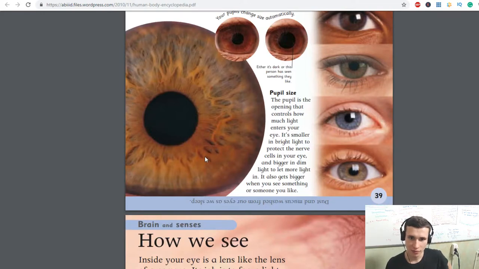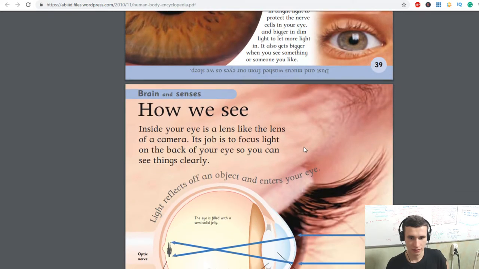Pupil size. The pupil is the opening that controls how much light enters your eye. It's smaller in bright light to protect the nerve cells in your eye, and bigger in dim light, to let more light in. It also gets bigger when you see something or someone you like.